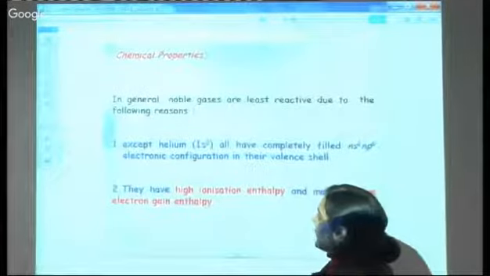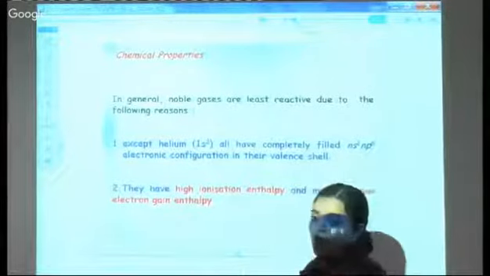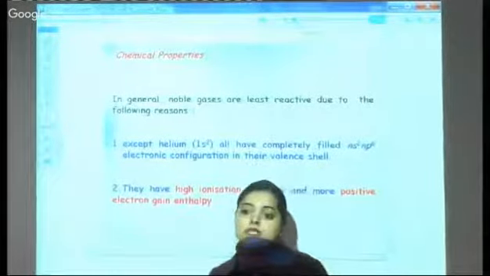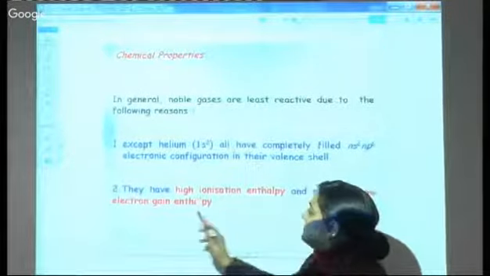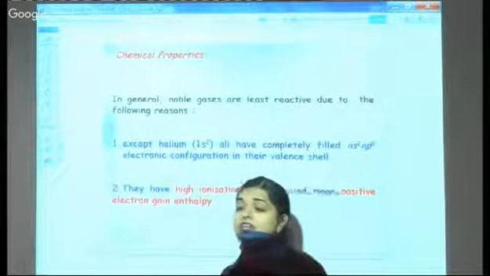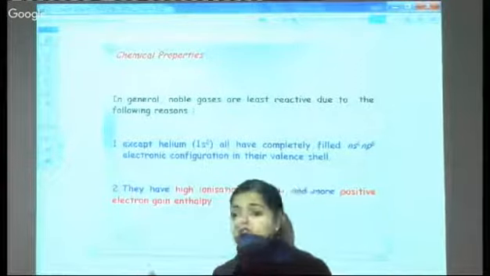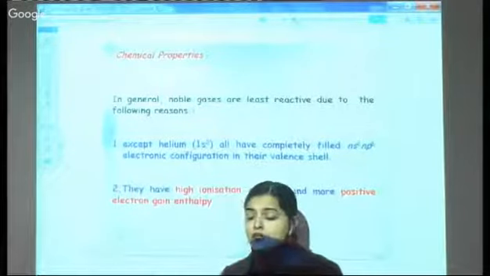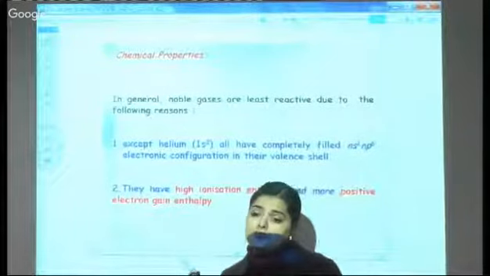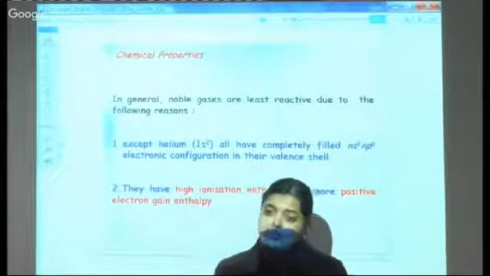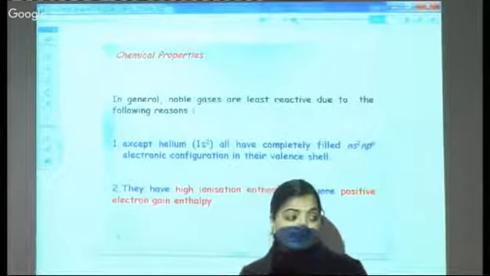Now, chemical properties. Except helium, which is 1s2, all have a completely filled octet of s2 p6. Fine. Now, they have high ionization enthalpy and positive electron gain enthalpy. Positive electron gain enthalpy means the energy required to gain an electron is very high. So you need a lot of energy to make it possible to gain an electron. It's not a very feasible or spontaneous kind of reaction. Next slide, please.